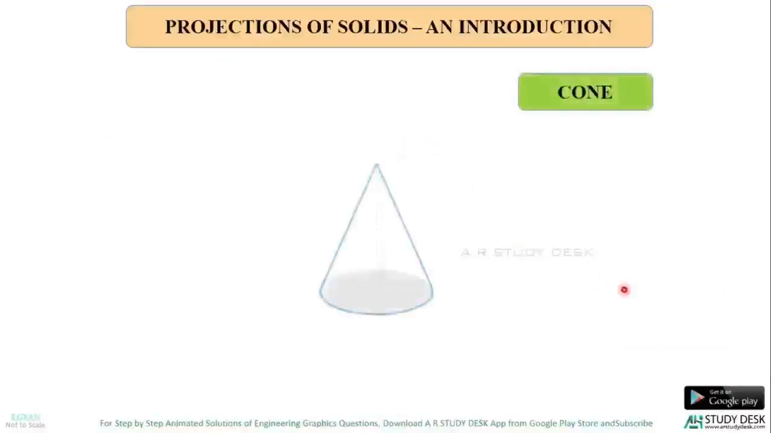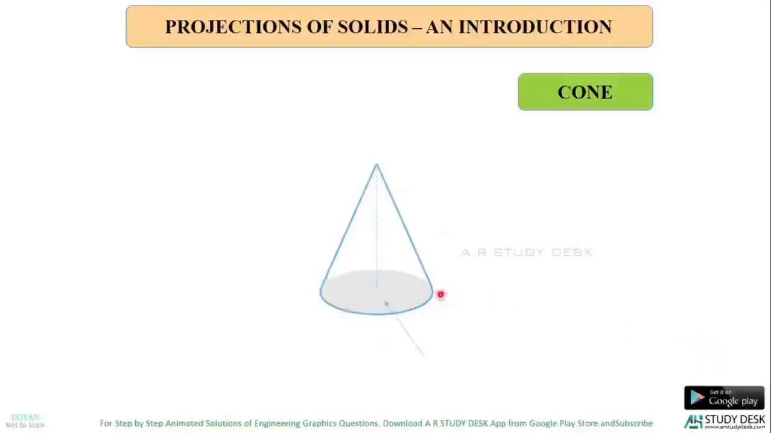This is a cone. How do you generate a cone? There is an axis over here which is vertical. I'll keep an inclined line like this, and I will rotate this line about this axis. So what happens? It will rotate like this so that a cone is generated. So this inclined line is called a generator. So all these inclined lines I can call the generator of the cone.